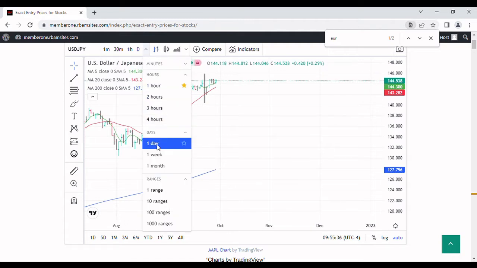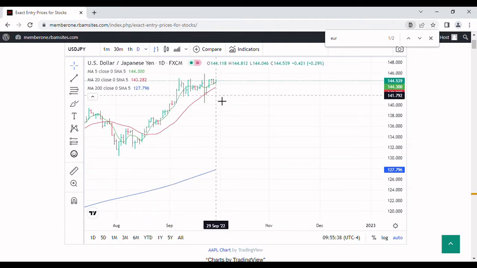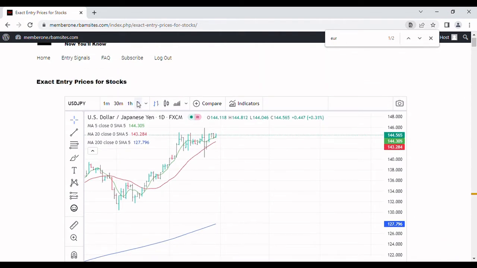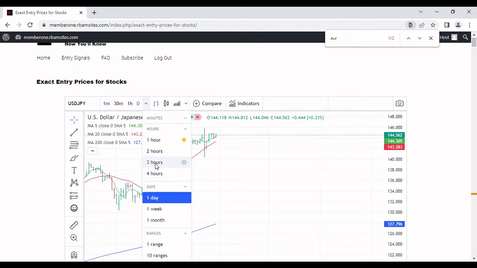We're in the daily, and our low is 144.046. So it looks like it did get hit, and we're currently, let's go to hourly and see if we'd have made some money today, all for entertainment purposes only.